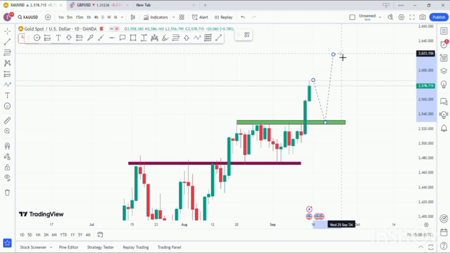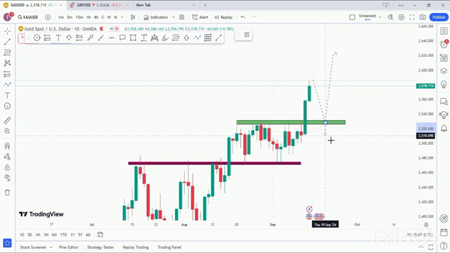But on the flip side, if price decides to break below this zone right here, then we'll expect price to give us a confirmation of any sort before continuing downward to respect this support zone or possibly break out of the support zone to continue downward.